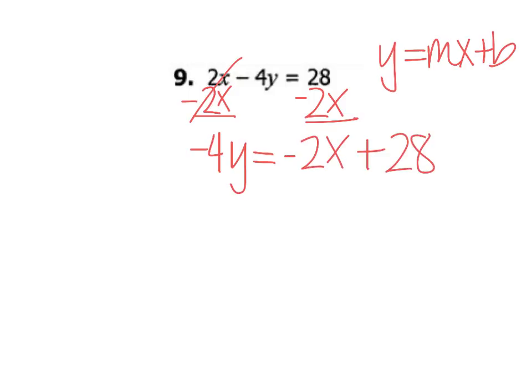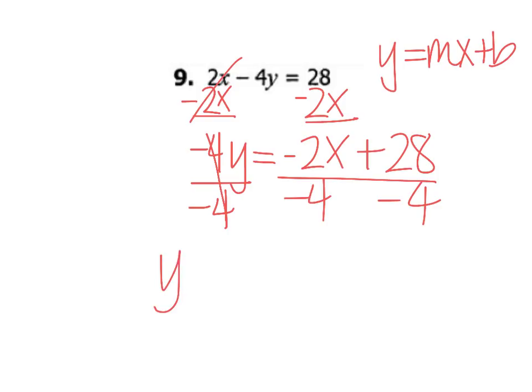All right, I wrote the negative 2x first because our goal is to get in the form mx plus b. Then we want to get y by itself, so divide both sides by negative 4. We're dividing everything by negative 4. So when we do that, on the right side, we're saying negative 2x divided by negative 4 and 28 divided by negative 4. We're dividing everything by negative 4.